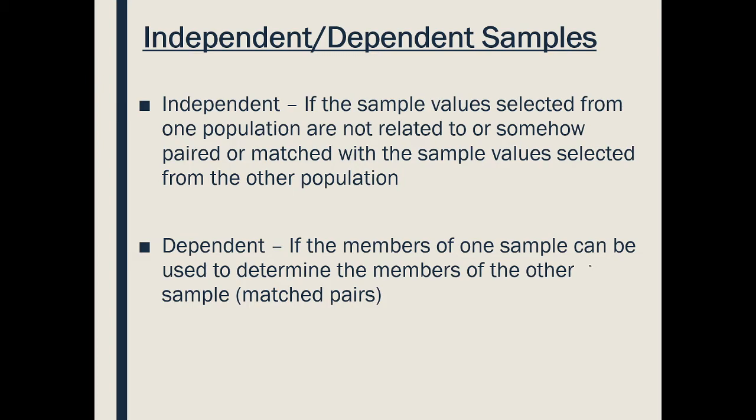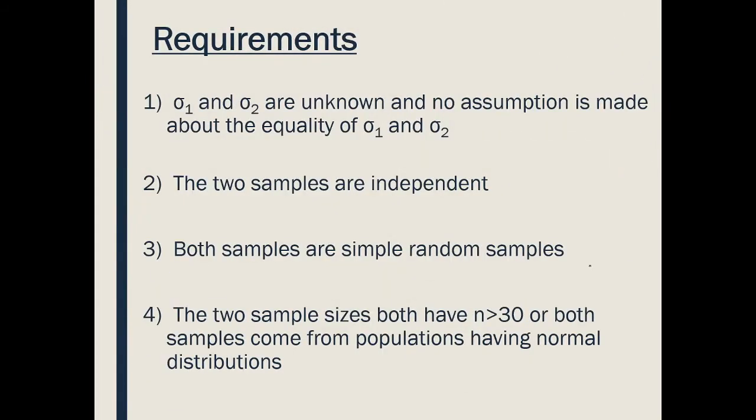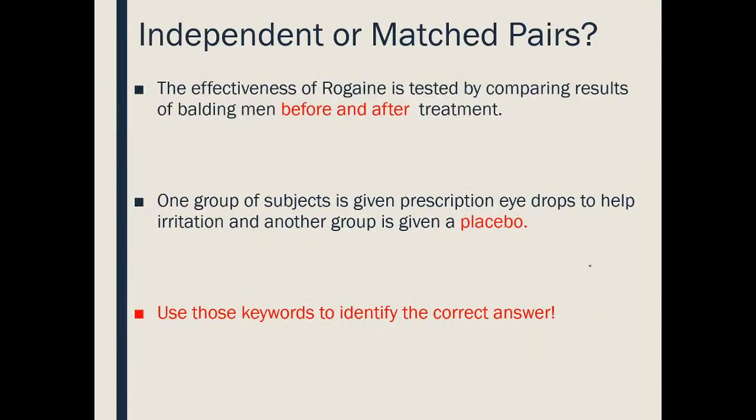I have an example here. Just to let you know, the ones we're going to be working with today are the independent samples, where both samples have no connection to each other at all. Okay? And again, the normal rules apply as before. But what we're talking about there is independent versus dependent.